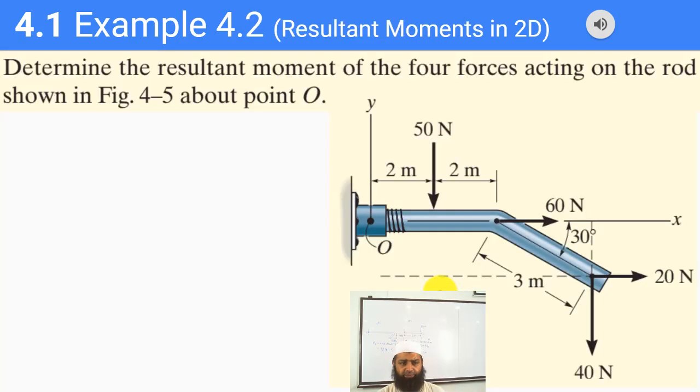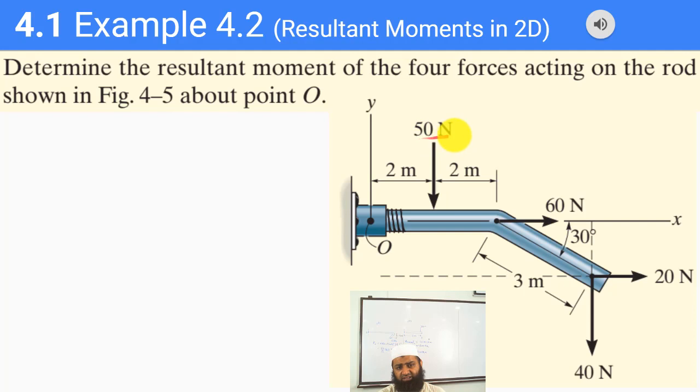So we'll look at another example. This is an example from the book also. We want to determine the resultant moment of the four forces acting on the rod shown in figure 4-5 about the point O. Because we are told to compute the resultant moment, we want to compute it around this point O. So let's go through one force at a time and find out how we would calculate the moment of that force. First of all, let's look at this 50 Newton force.